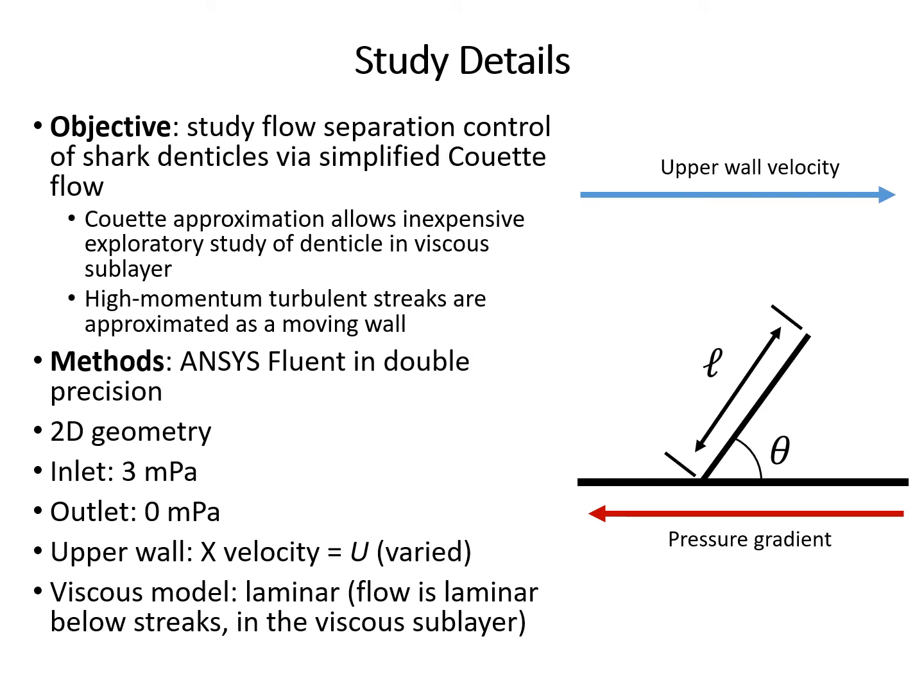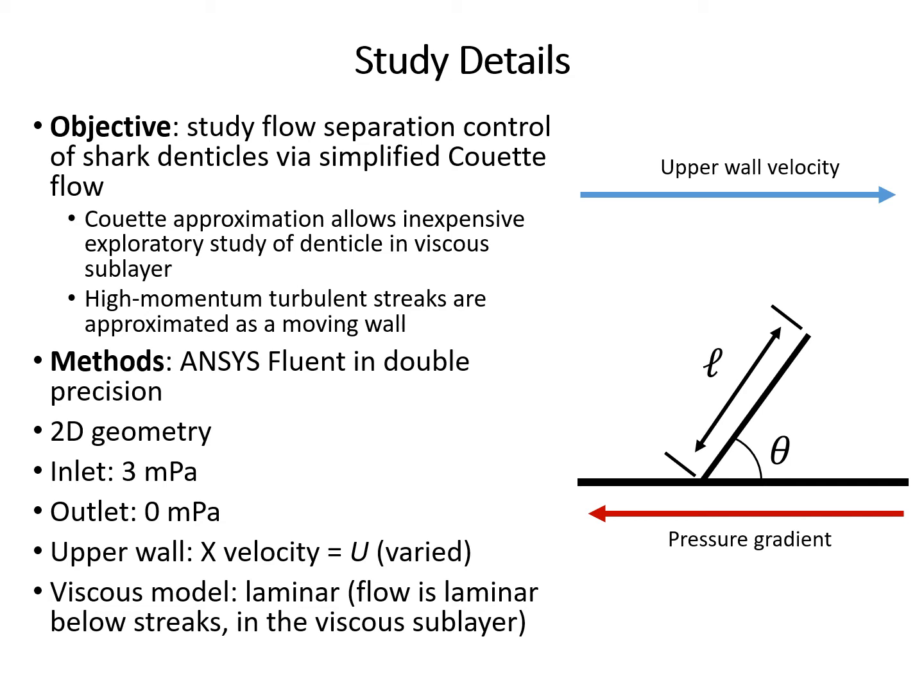First, some details about our study before we jump into the results. The objective of this study was to look into the flow separation control mechanism of shark denticles by simplifying it as a couette flow. Now, this couette approximation is not entirely physically realistic. However, it allows us to do a very broad parametric study as a preliminary exploratory study on the phenomenon to paint a broad picture of what's going on.